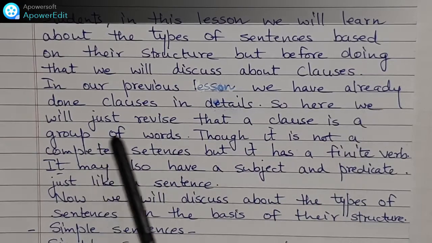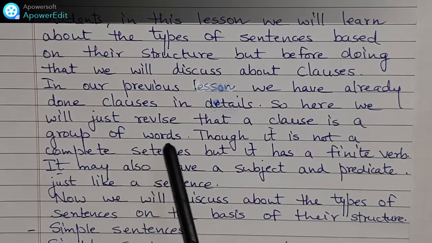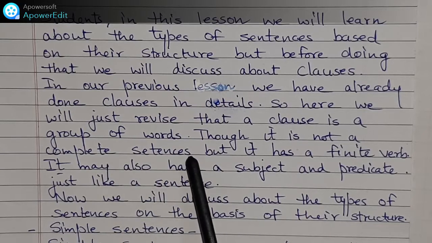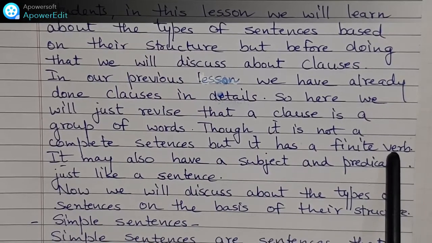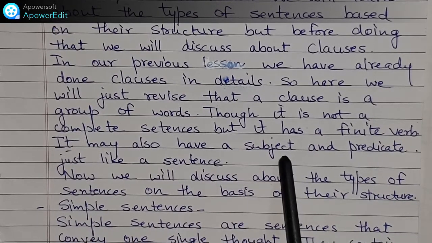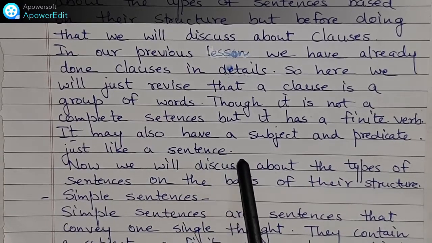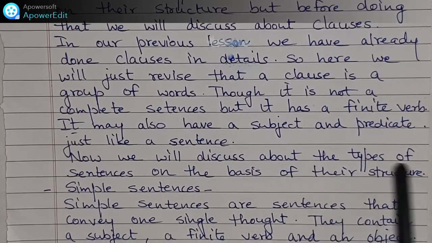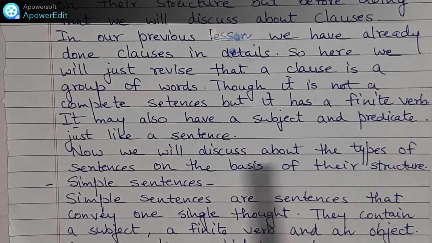So here we will just revise that a clause is a group of words, though it is not a complete sentence, but it has a finite verb. It may also have a subject and a predicate, just like a sentence. Now, we will discuss about the types of sentences on the basis of their structure.